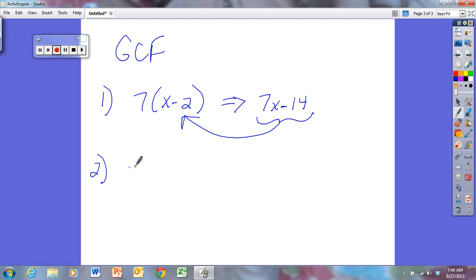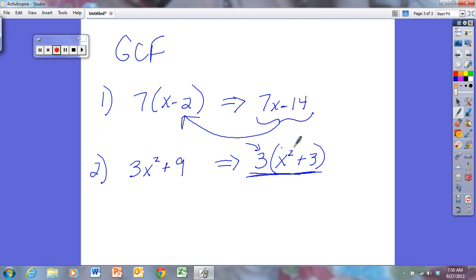So, let's say we have 3x squared plus 9. What is the greatest common factor between 3x squared and 9? Well, the greatest common factor is 3. So now I have to divide out a 3 from each of these terms. When I divide out a 3 here, I'm left with x squared. When I divide out a 3 here, I'm left with plus 3. This is your answer. This is factored because you're writing this binomial as the product of 2 factors.